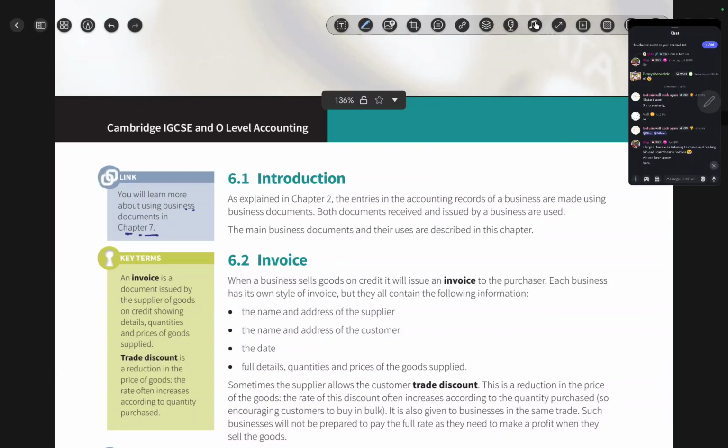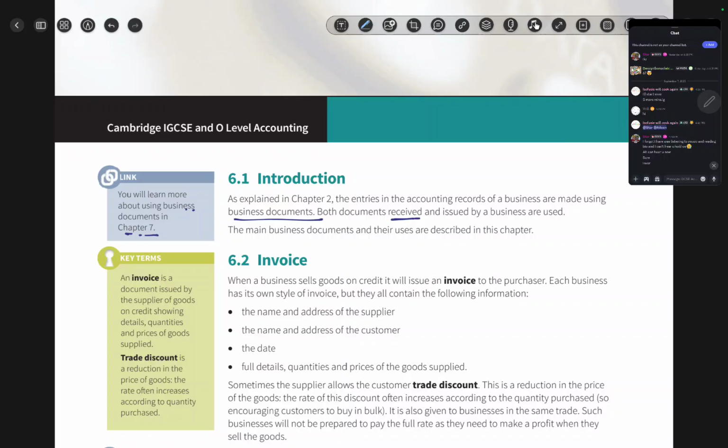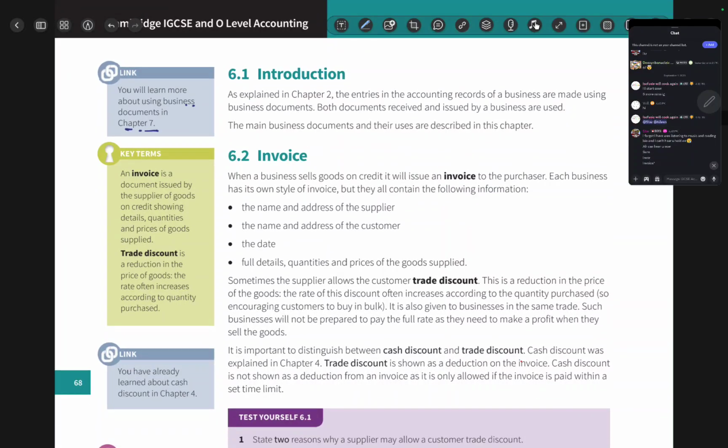As in chapter 2, the entries in accounting were made using business documents. Both documents received and issued by a business are used. So, like receive is, for example, when you buy something and you receive an invoice, right? So you will use that to record your purchases. And when you sell something and you issue an invoice, you will also use that to record your sales. All right, and we'll be discussing this in detail.